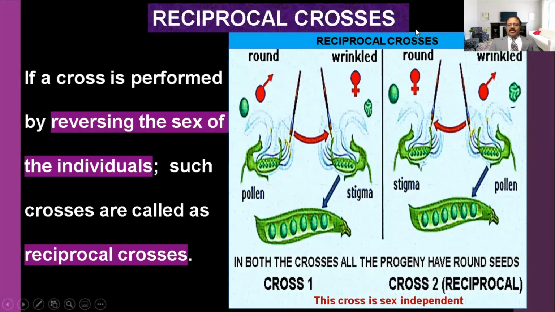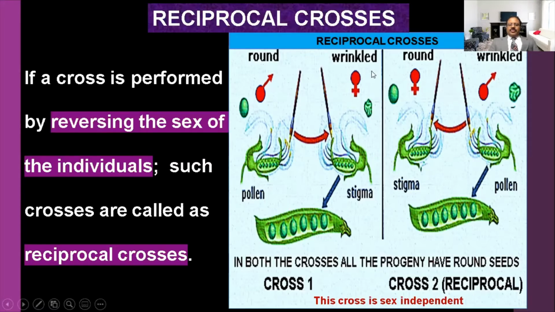Here, the reciprocal cross is also called reversing the sex of the individual. Such type of cross is called reciprocal cross. Here, the round acts as a male. In this case, round acts as a female. Here, wrinkled acts as a female. In this case, wrinkled acts as a male.